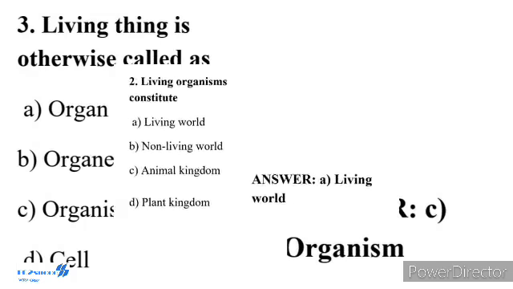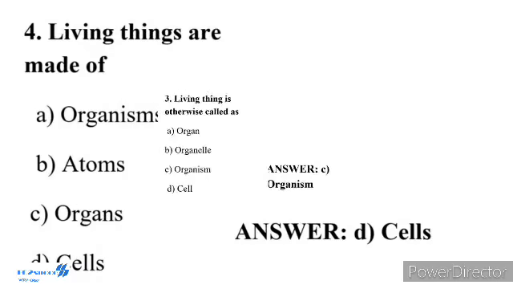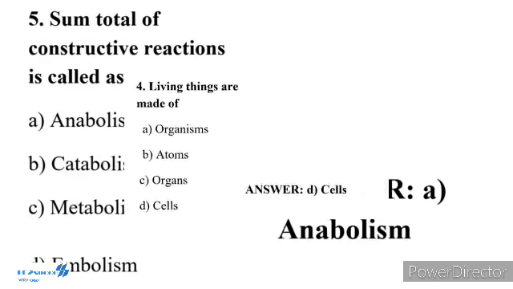Question number 3, a living thing is otherwise called as. Option A organ, option B organelle, option C organism, option D cell. So the correct answer is option C, organism. Question number 4, living things are made of. Option A organism, option B atoms, option C organs, option D cells. So the correct answer is option D, cells.